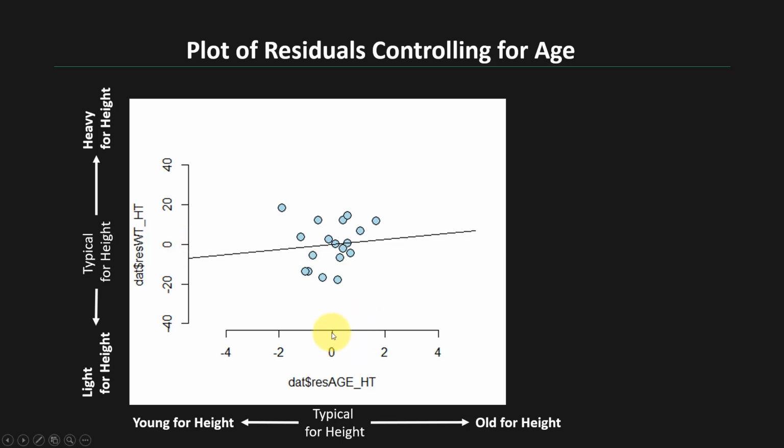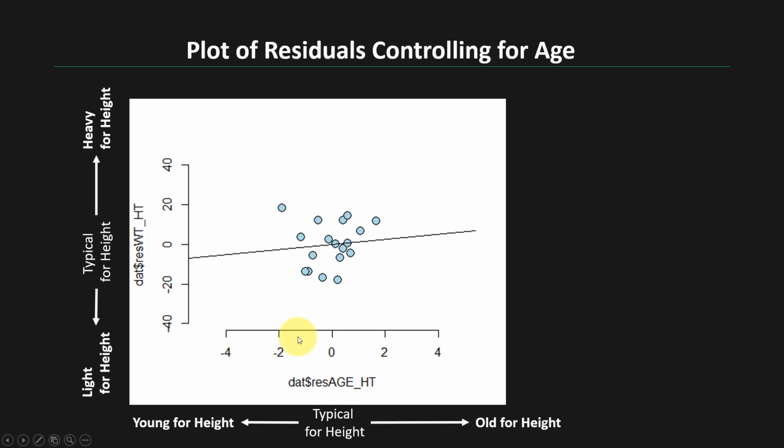And on the x-axis, if you're at 0, that means you are as old as we would predict for your height. If you have a positive deviate up here, that means you were heavy for your height. If you have a negative deviate down here, you were light for your height. If you have a positive deviate on the x-axis, you were old for your height, and if you have a negative deviate on the x-axis, you were young for your height.